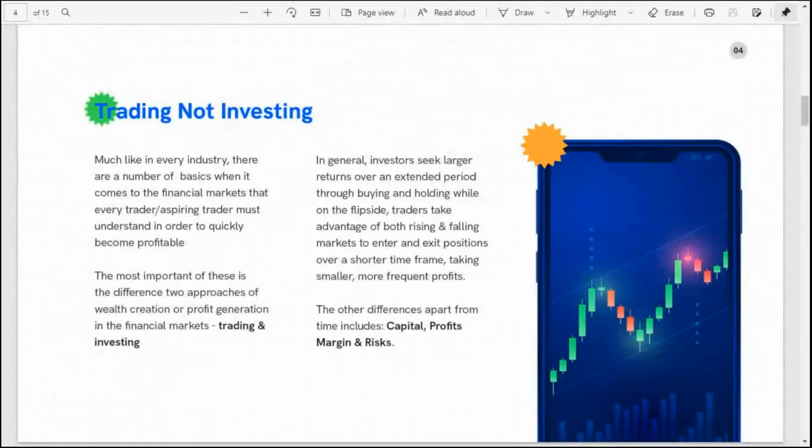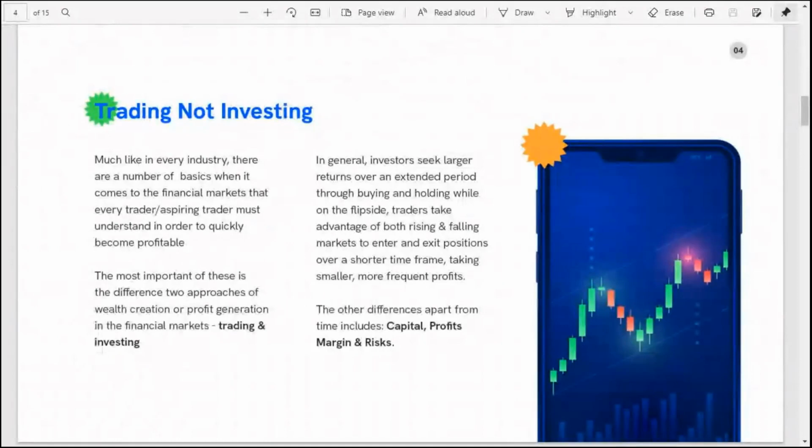The most important of this is the difference between the two approaches of wealth creation or profit generation in the financial market, trading and investing. Once you are able to understand the two of them and see that they are not the same, you are a stepping stone ahead. You've just made that first cornerstone. You've laid the foundation already to become profitable.